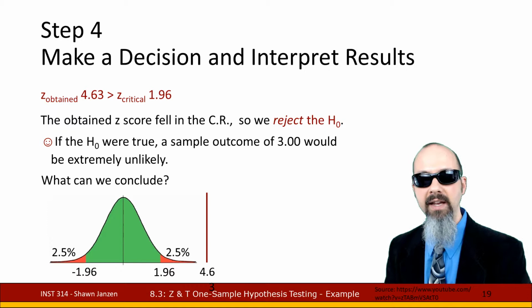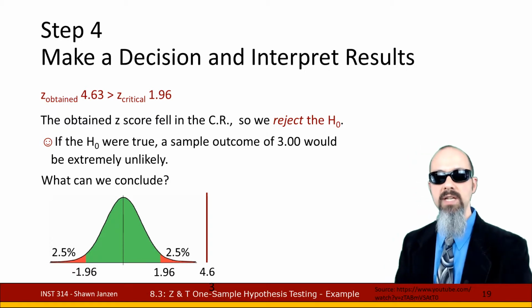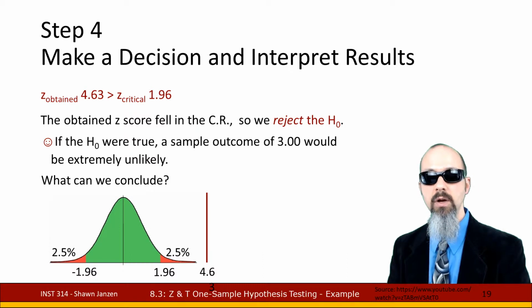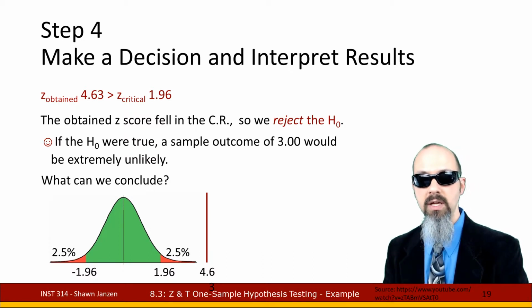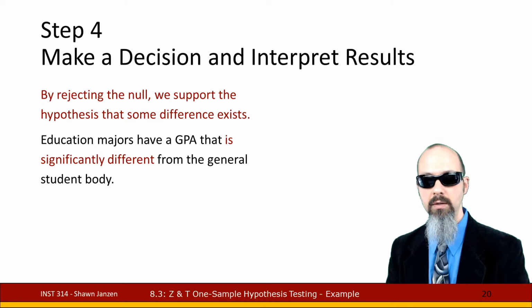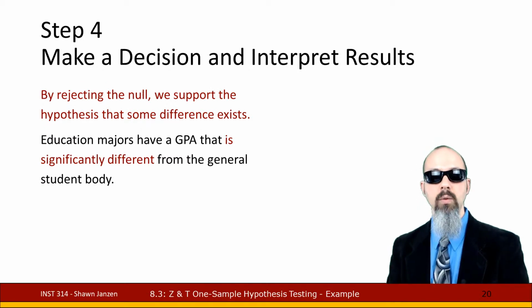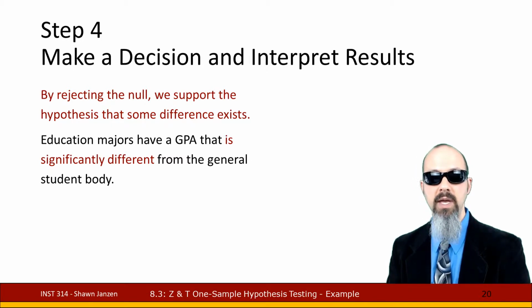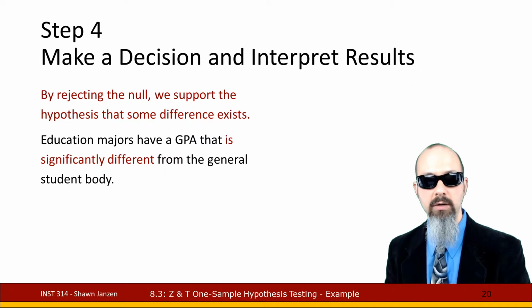Now what we're going to find is that the z-score obtained is much larger than the z critical value, and since it falls into the critical region, we reject the null hypothesis, which says that if the null were true, a sample outcome of 3 would be extremely unlikely. How do we conclude this? Well, by rejecting the null, we say that there is evidence for the alternative. The education majors have a GPA that is significantly different from the general body.